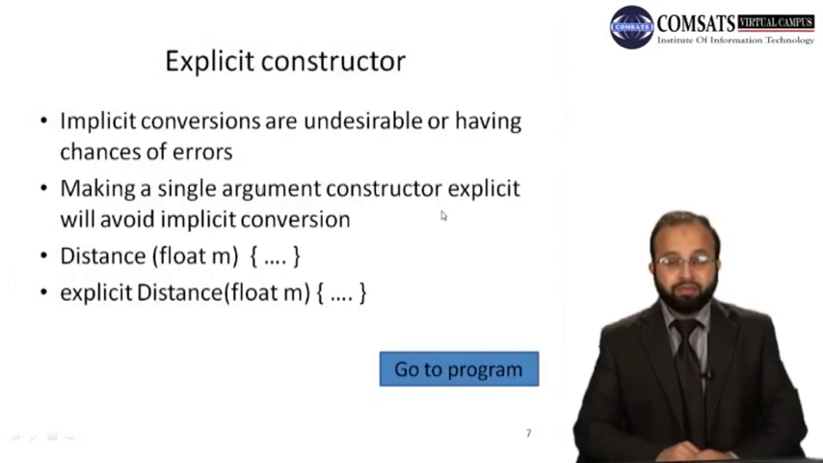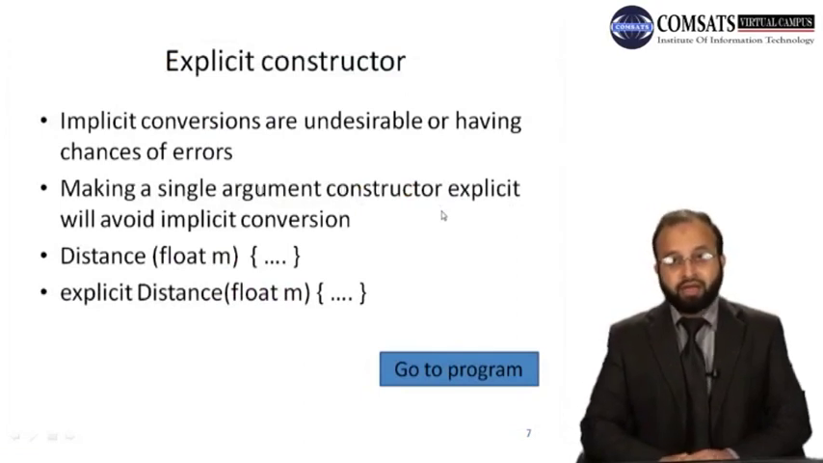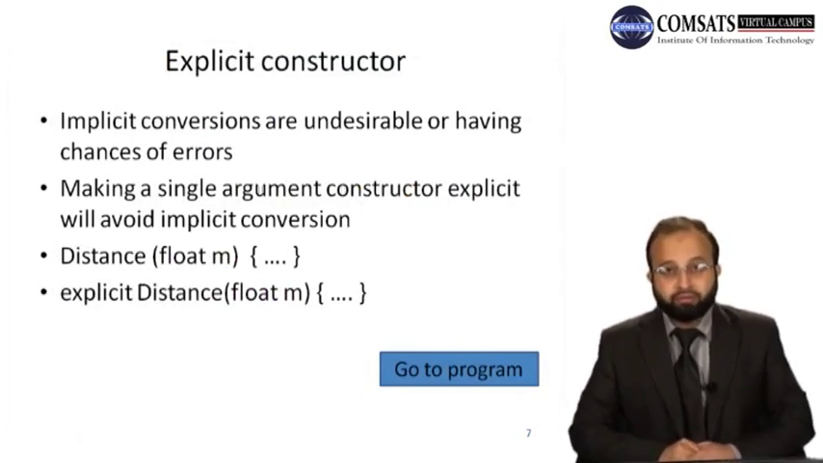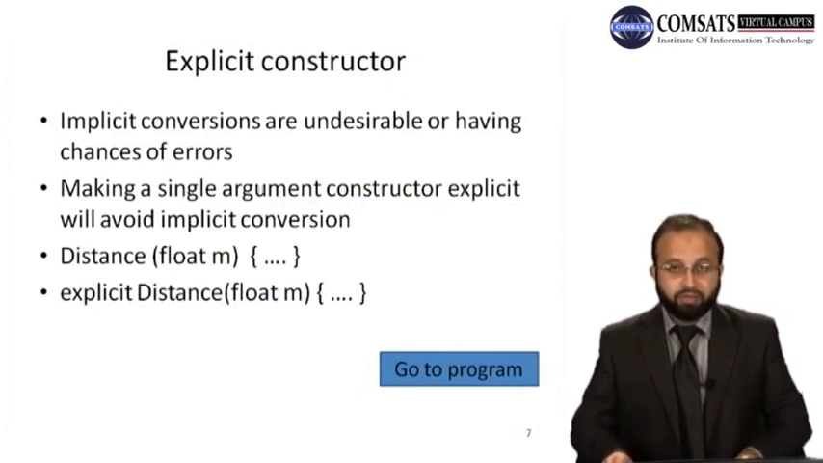So in order to avoid implicit conversion, you can make the one argument constructor an explicit constructor. Okay, and for that you can use the keyword explicit.